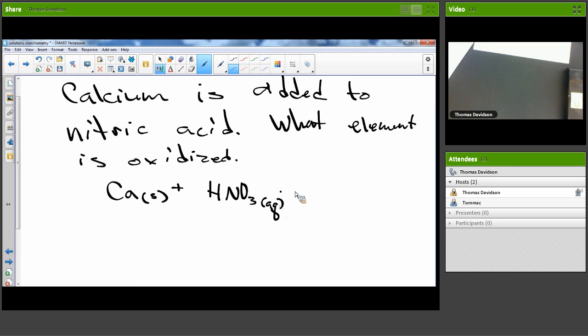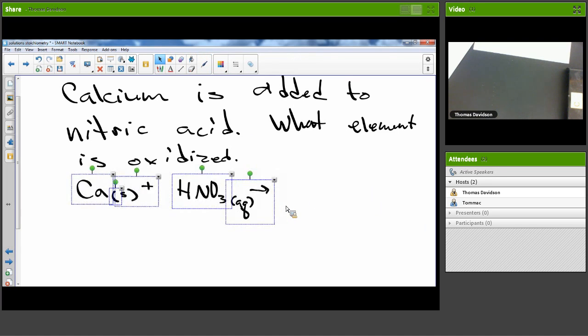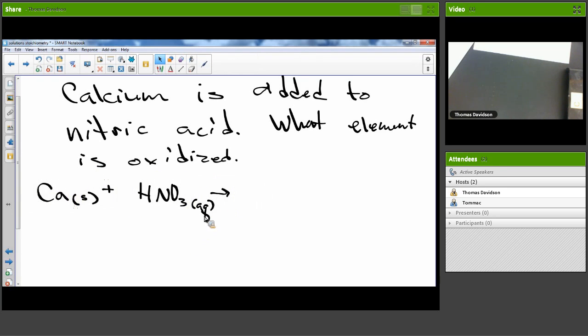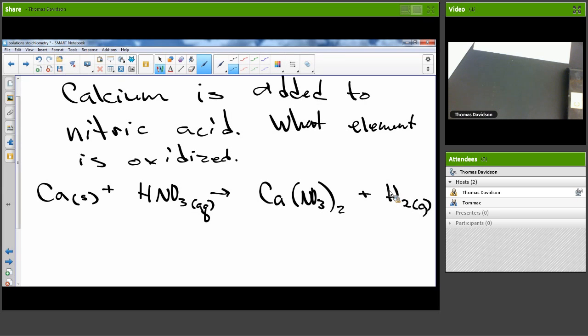If it's strong, that means you write it as aq. And I don't know why I did this last hour too. Why am I writing? You write an L, liquid. All right, now what is going to be formed over here? All right, calcium nitrate and H2. That will be gas, right?